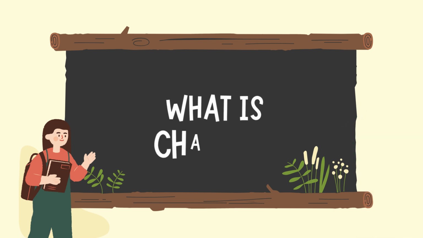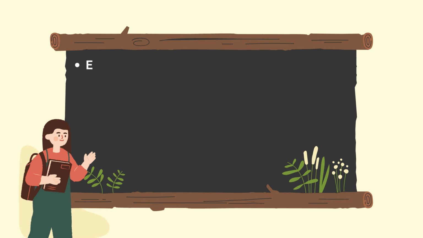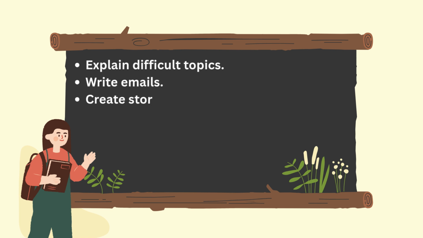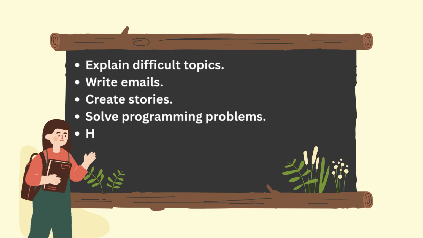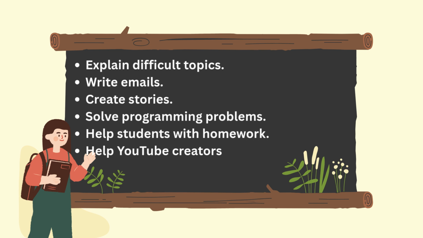First, let us understand what ChatGPT is. ChatGPT is an artificial intelligence assistant developed by OpenAI. You can ask questions just like you are talking to a real person. It can explain difficult topics. It can write emails. It can create stories. It can solve programming problems. It can help students with homework. It can even help YouTube creators generate ideas and scripts. The best thing about ChatGPT is that it gives answers in just a few seconds.